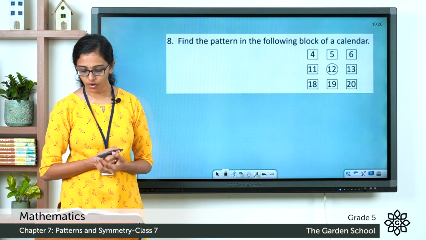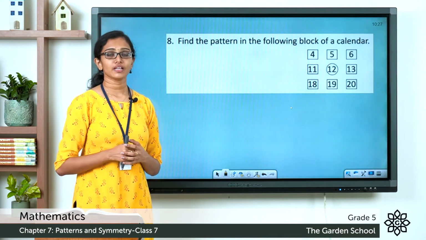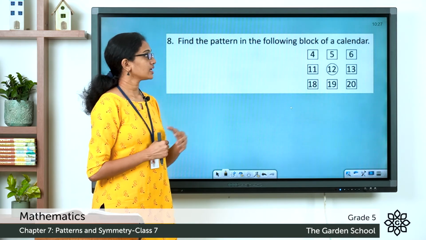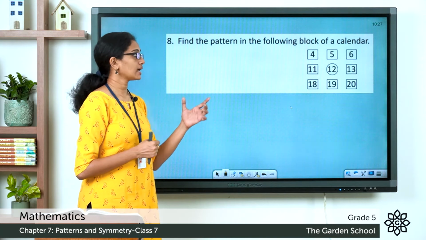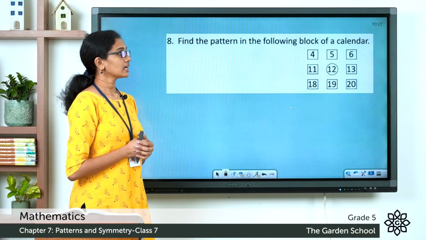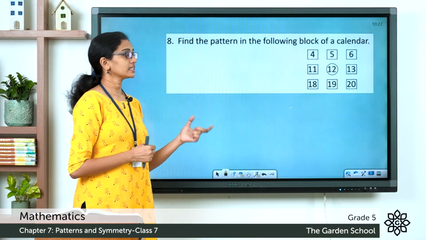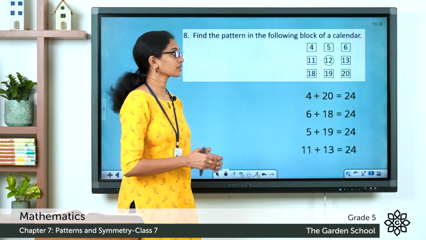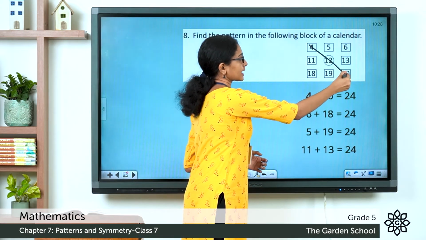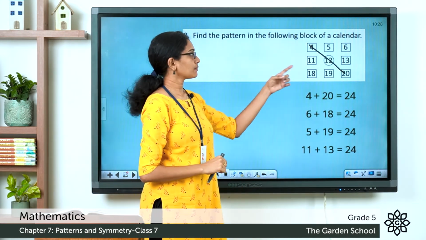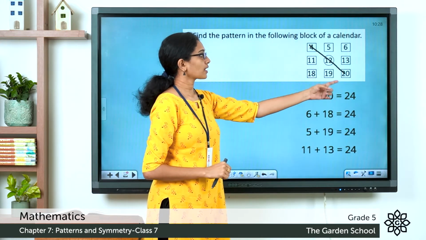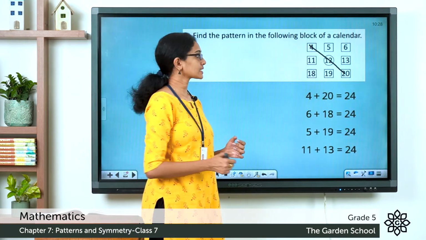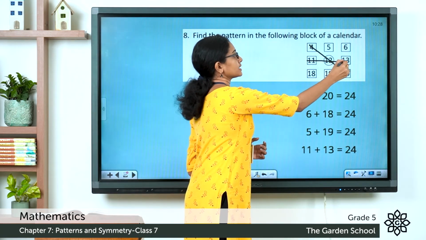Find the pattern in the following block of a calendar. So we have learned we can identify different number patterns in a calendar. You see here there is a block of numbers taken from a calendar, and you have to identify the pattern in this block. Can you identify the pattern? See the numbers. The number 4 and the diagonally opposite number 20. The sum of 4 and 20 is 24, and in the middle you have the number 12, which is half of 24.